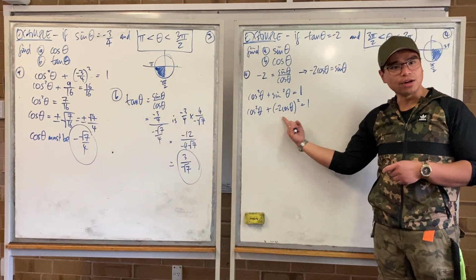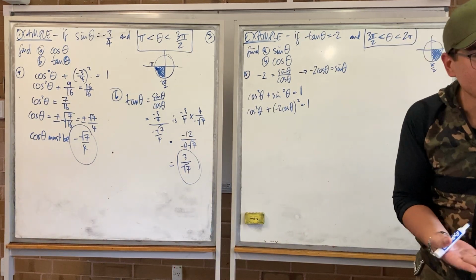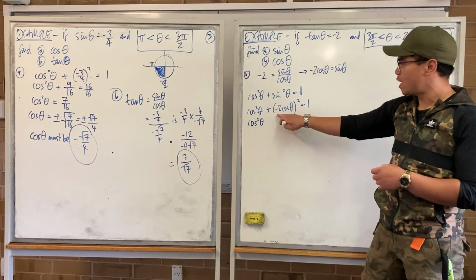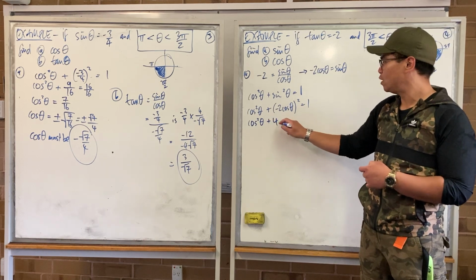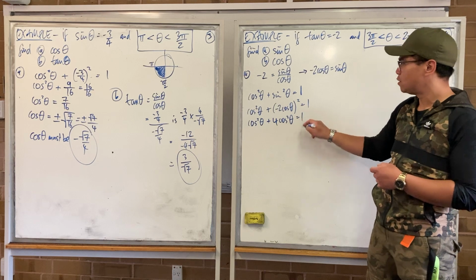Do I have 2 unknowns anymore? I don't have cos and sine, I've only got cos. So let's square it out. Cos squared theta, what's negative 2 times by negative 2? 4. Plus 4, and what's cos theta squared? Cos squared theta is equal to 1.